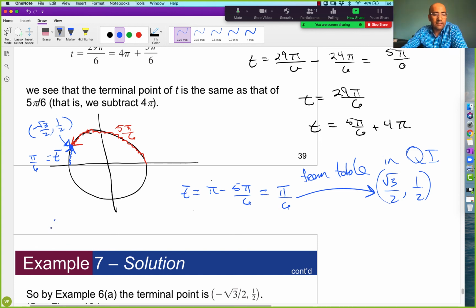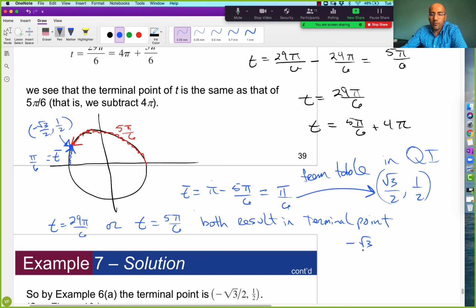Good, so we've established that a t value of 29 pi over 6 or a t value of 5 pi over 6 both result in terminal point negative root 3 over 2 comma positive 1/2. Once you go here, 5 pi over 6, if you do one complete lap, another complete lap, then you end up doing 29 pi over 6, and you'll end up in the exact same point.